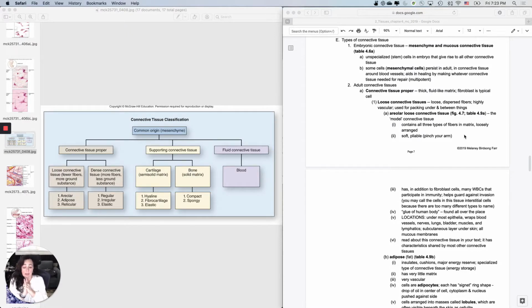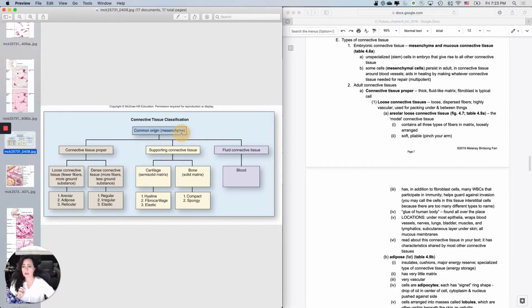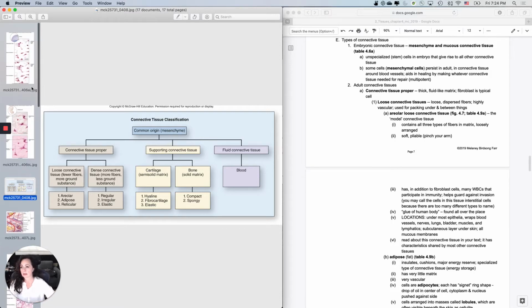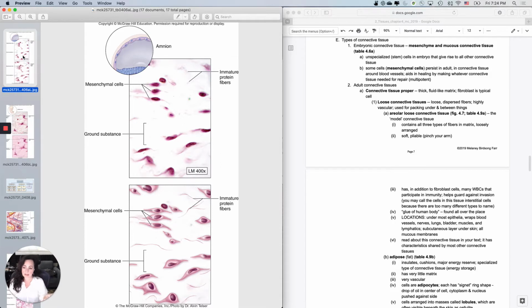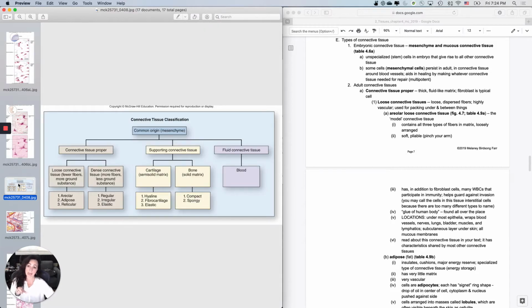Okay, in this video we are going to go over why the adult connective tissues are organized the way that they are. And we're also going to talk about where they came from, a little bit more about this embryonic connective tissue called mesenchyme, from which they all originate. Like I told you in the last video, this is kind of what mesenchyme looks like.